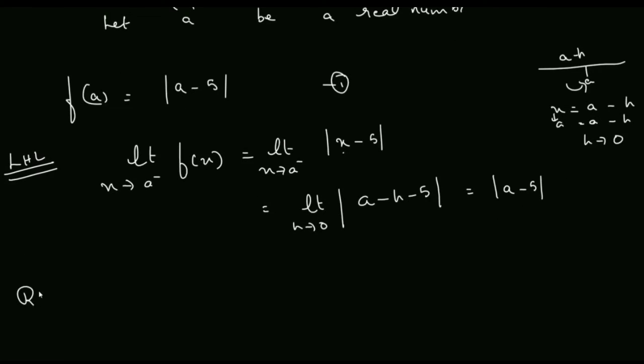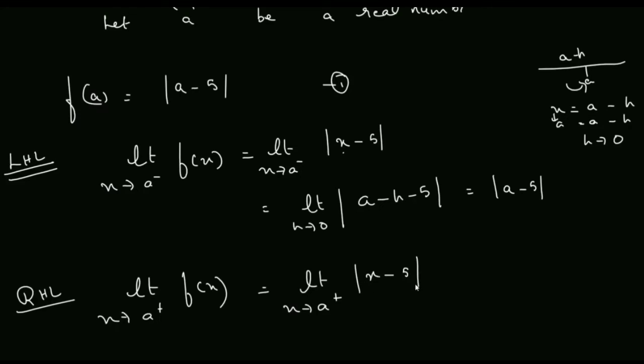Now we have to find the right hand limit. So the right hand limit is limit x tends to a plus of f of x, which is equal to limit x tends to a plus of modulus of x minus 5. If you want to find the right hand limit, you change the limit to h tends to 0, and x will be a plus h. So right of a means you write x as a plus h. So modulus of a plus h minus 5. When you put h is equal to 0, it will become modulus of a minus 5.